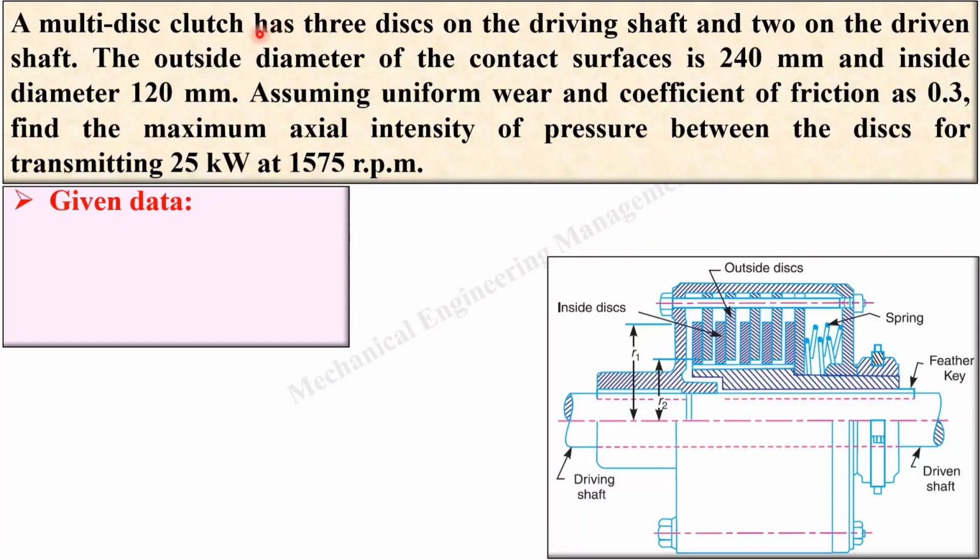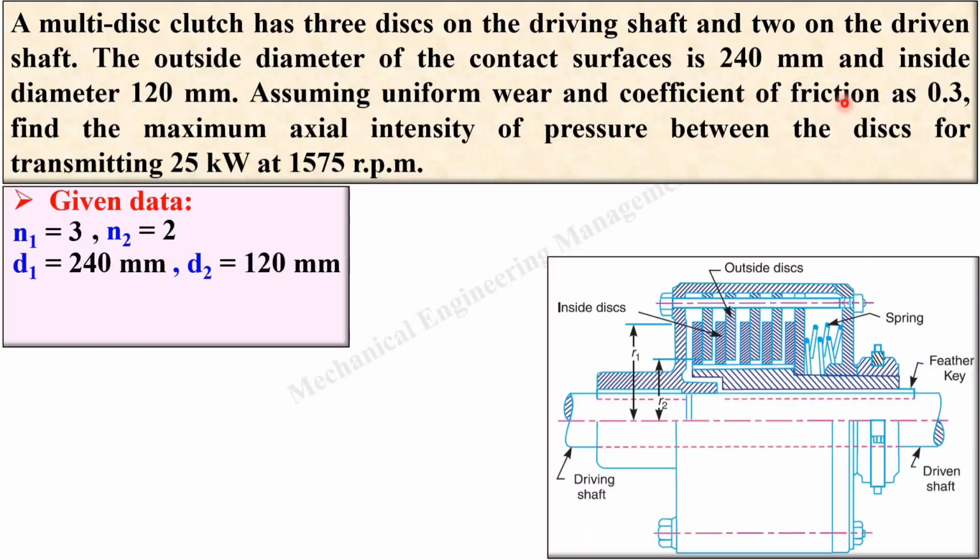Here it is written, the multi-disc clutch has 3 discs on the driving shaft. Whenever it is given like discs on the driving shaft and discs on the driven shaft, you should write N1 and N2. So N1 is equal to 3, that is on the driving shaft, and N2 is equal to 2, that is on the driven shaft. The outside diameter of the contact surface is 240 and inside diameter 120. That means you can say D1 and D2.